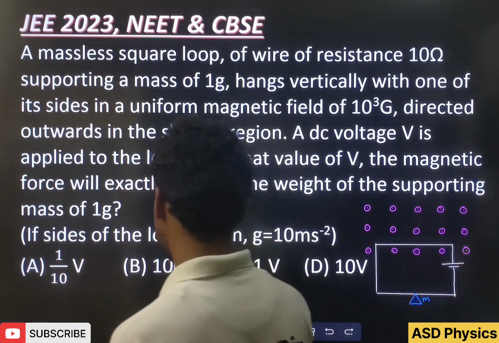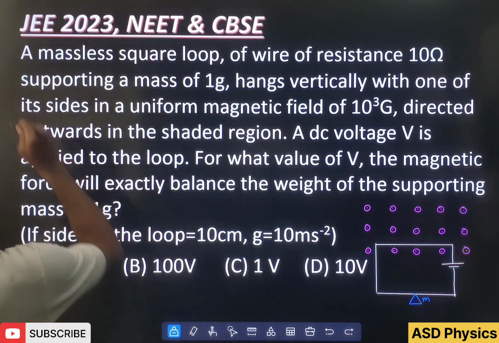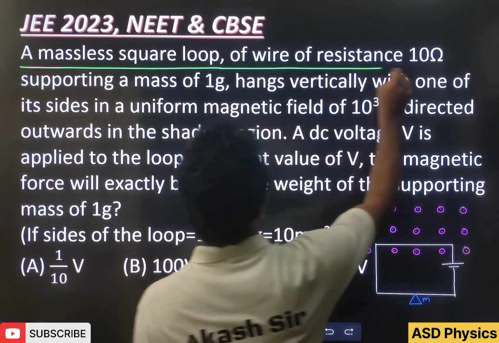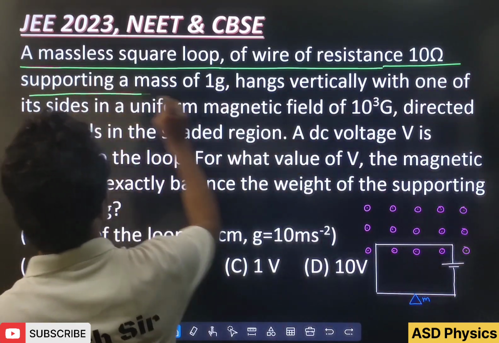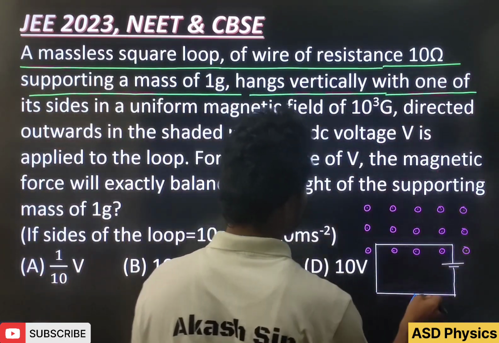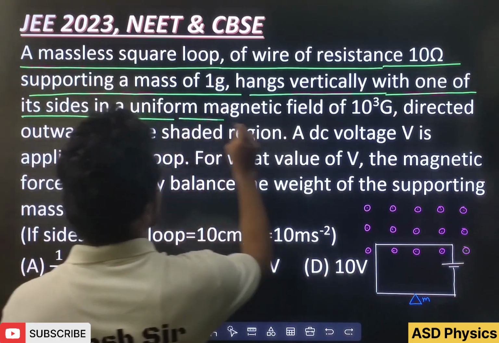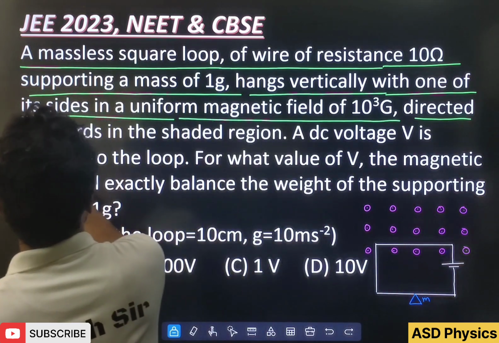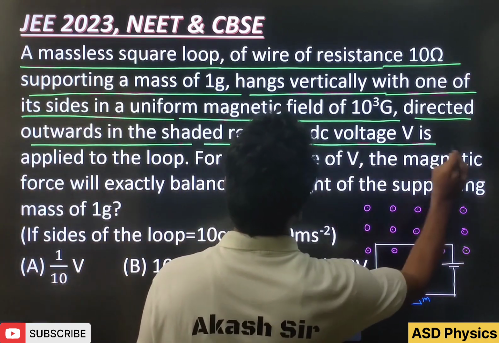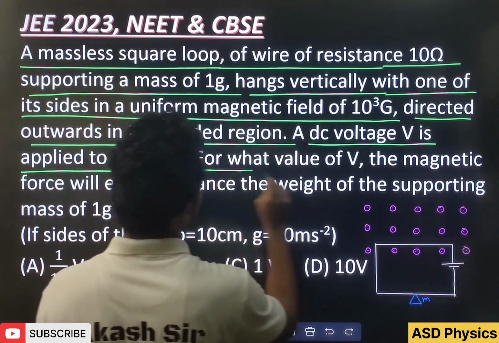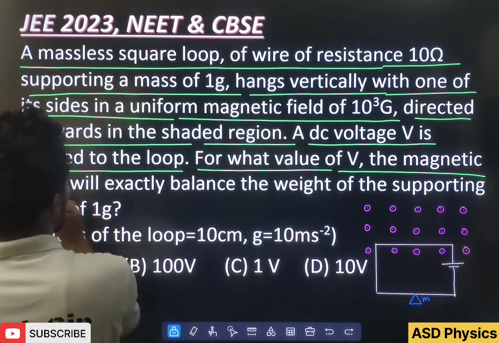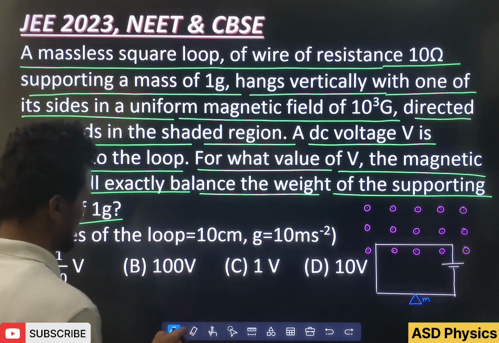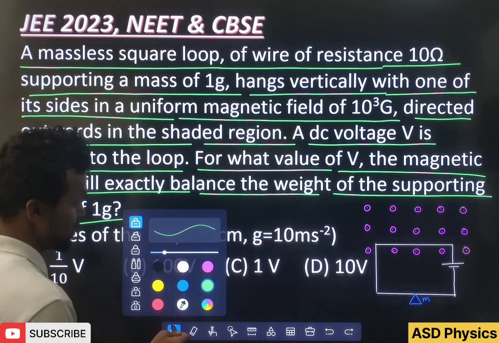Now students, let's see this very easy question. The question looks big, but very basic concepts are involved here. A massless square loop wire of resistance 10 ohms supporting a mass of 1 gram hangs vertically with one of its sides in a uniform magnetic field of 10 to the power 3 Gauss directed outwards in the shaded region. A DC voltage V is applied to the loop. For what value of V will the magnetic force exactly balance the weight of the supporting mass of 1 gram?